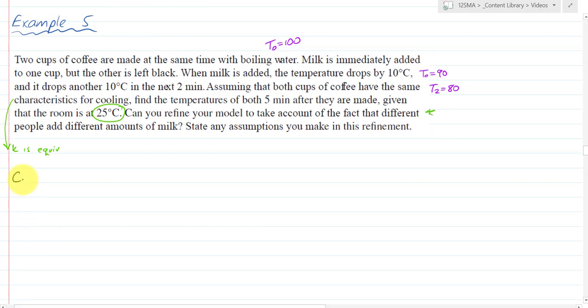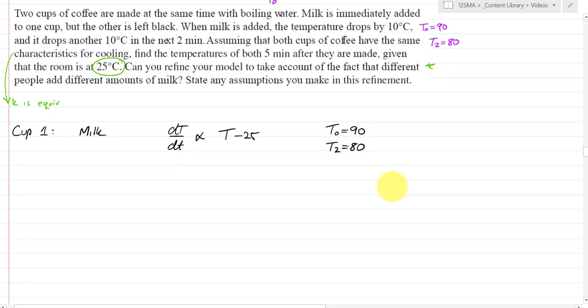So let's have a look. We're dealing with cup number 1 to start with, and that's the milk cup, because we have a lot more information about the milk cup. So we get this: dT/dt is proportional to T minus 25, and we know that T0 equals 90 and T2 equals 80. I'm going to leave it as those values, but keep in mind that I haven't defined variables here or set this up fully appropriately, but I'm assuming you know how to do that now.